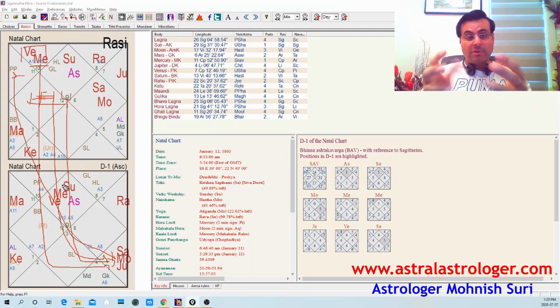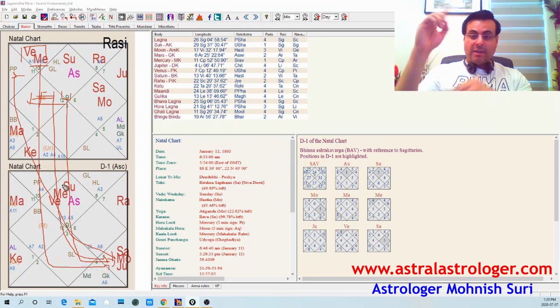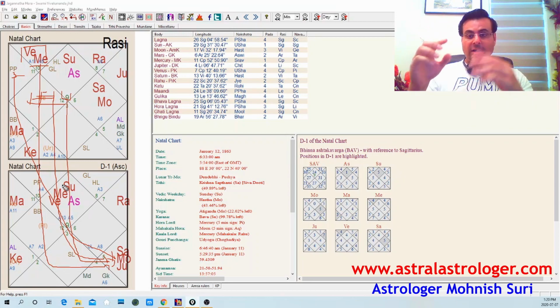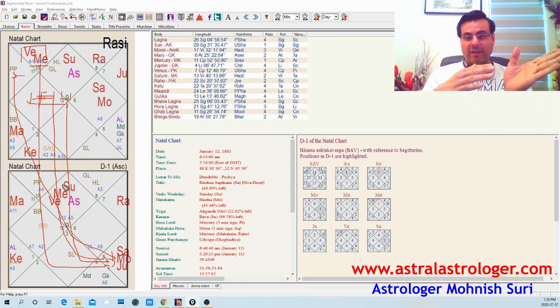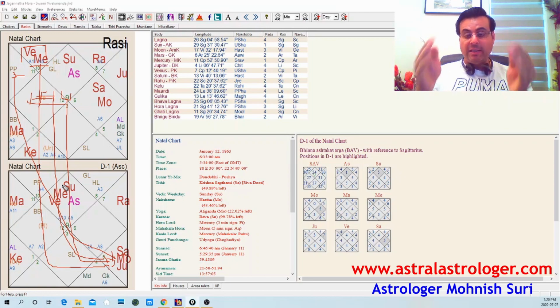I'm not teaching debilitation, exaltation, friendly sign, enemy sign, this yoga, that yoga. They all come later. First start by reading this, understand the basics of astrology, learn this first, and apply this technique on 10, 20 charts every day to understand this logic in your mind and build that concrete foundation.